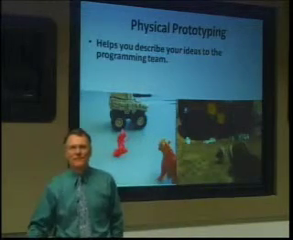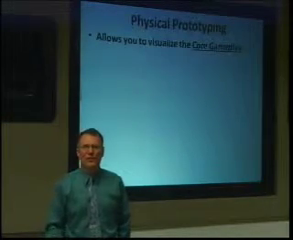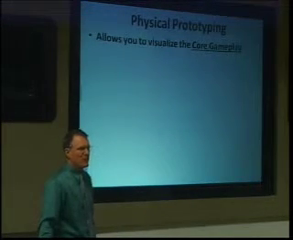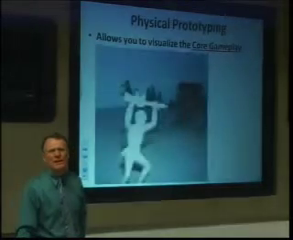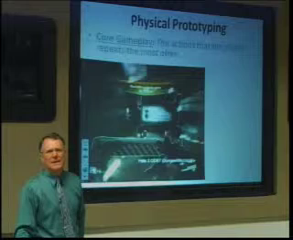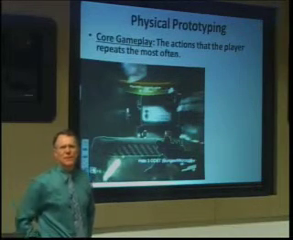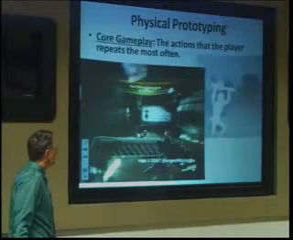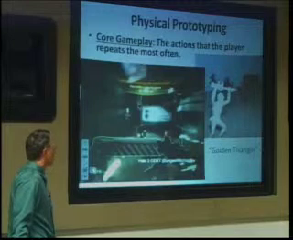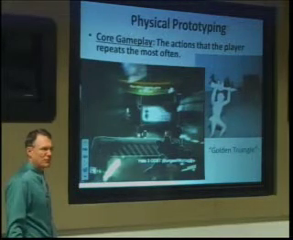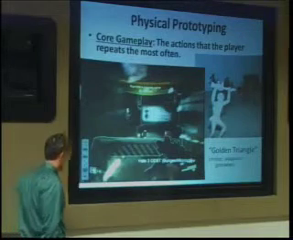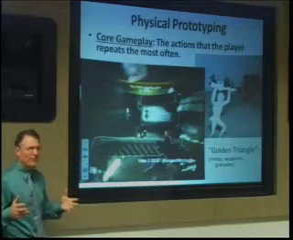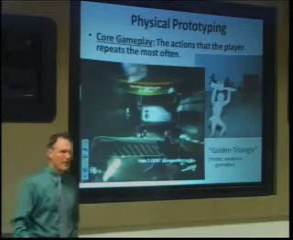In the home stretch now, physical prototyping can allow you to visualize the core gameplay. That's probably the most important thing. And what is core gameplay? Core gameplay is the actions that the player will repeat the most often. In the case of the Halo games, there's that golden triangle of actions the player goes through with their controller, where they go through melee weapons, grenades, melee weapons, grenades. And that's famous to players. And they worked that out using physical prototyping.